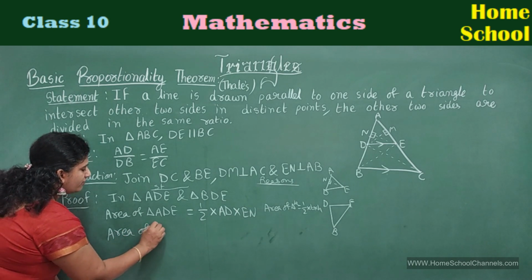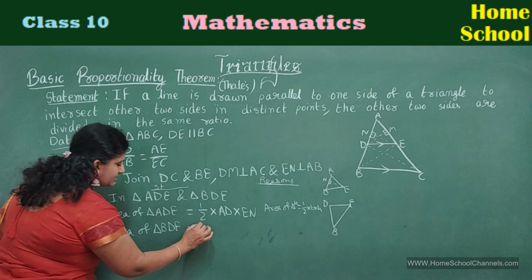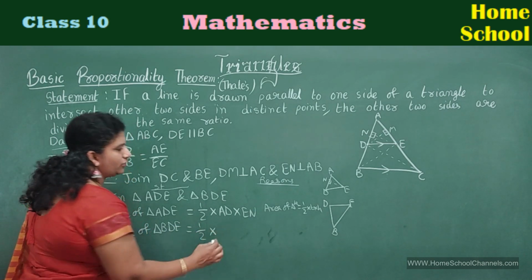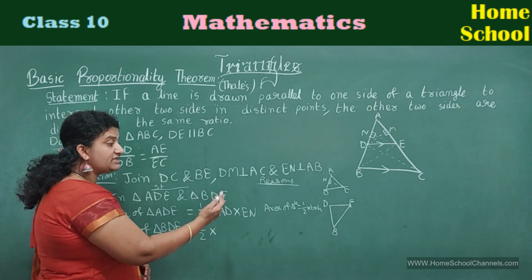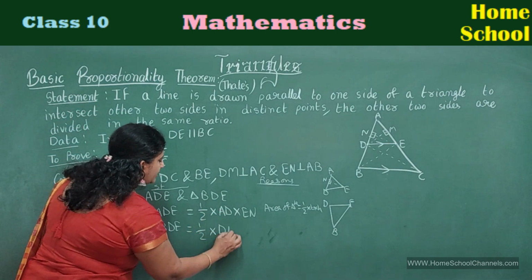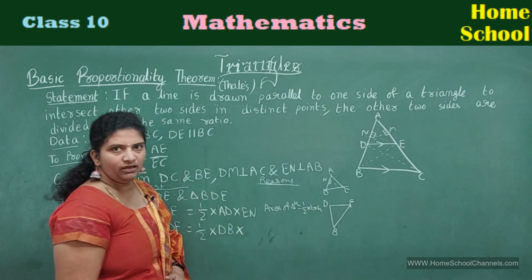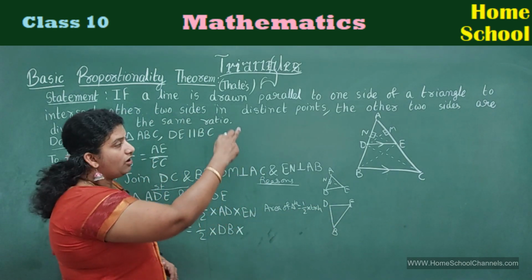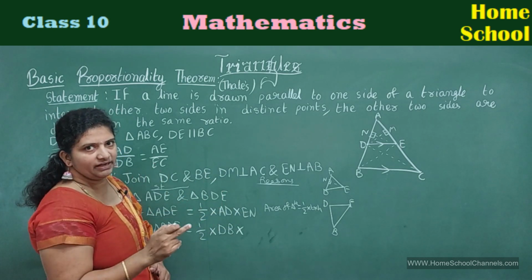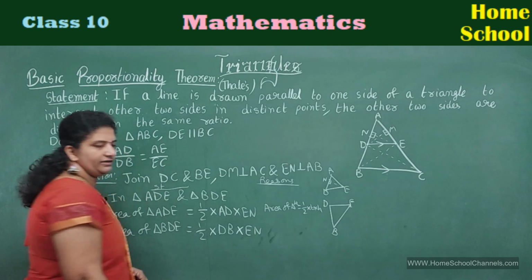Next, consider another triangle. Area of triangle BDE is equal to half into this triangle also. From this side you consider DB as a base. Half into DB into... Can you see any perpendicular on DB? But in that figure, on AB, there is a perpendicular, that is EN. Write that only as a height.